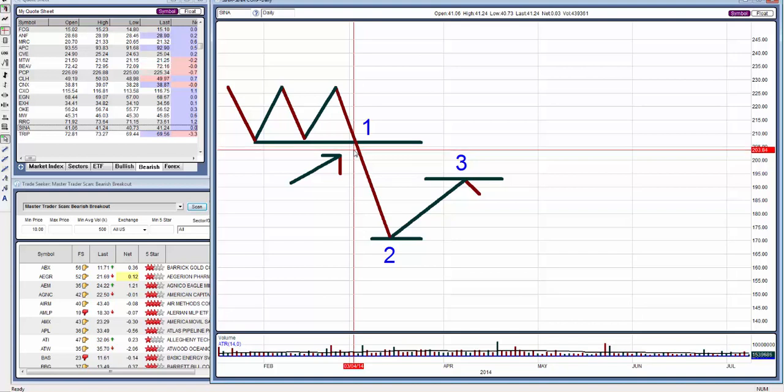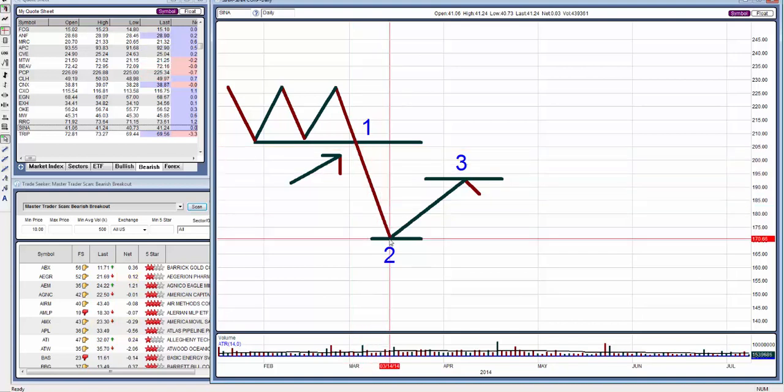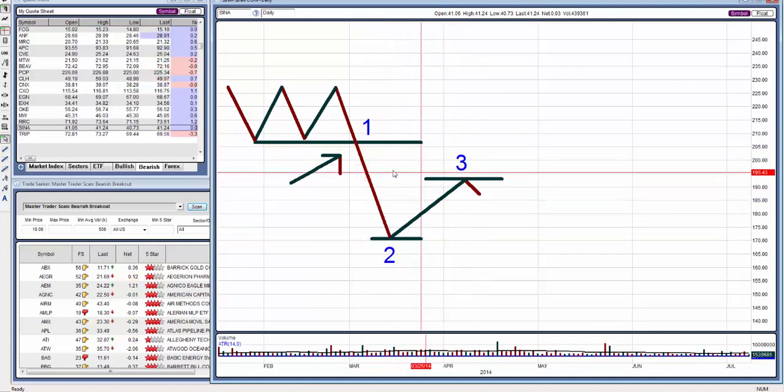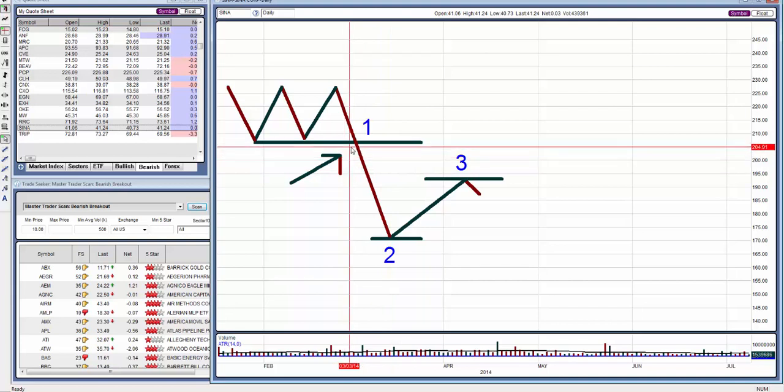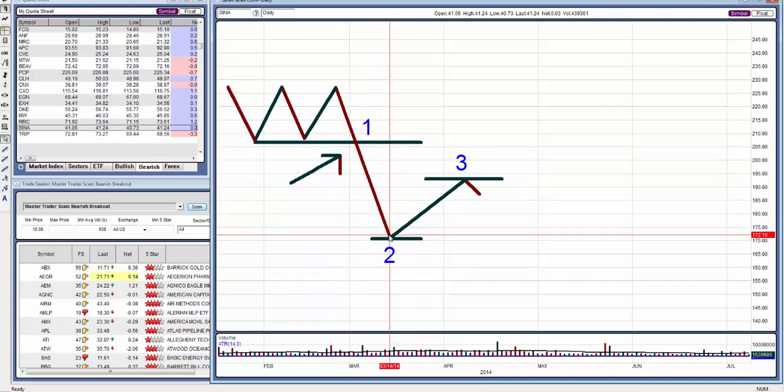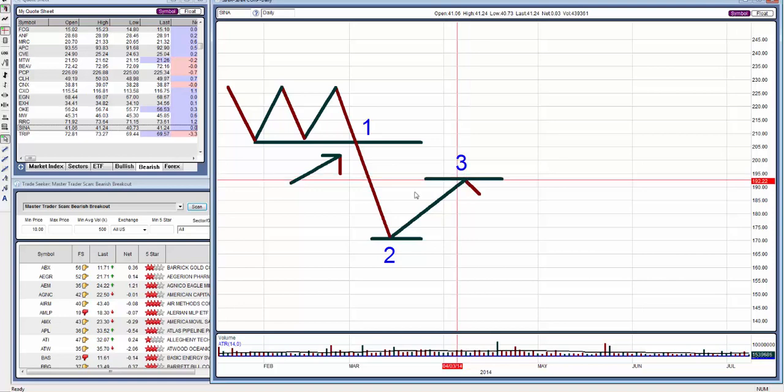So we're going to short here at one, we're going to buy to close at two, and we're going to short at three. Or if you're trading put options, you're going to buy a put here, you're going to close the put option at two, and then you're going to rebuy at three.